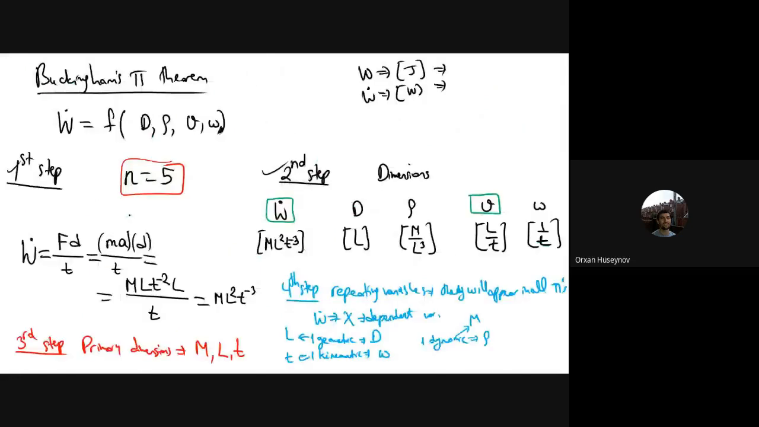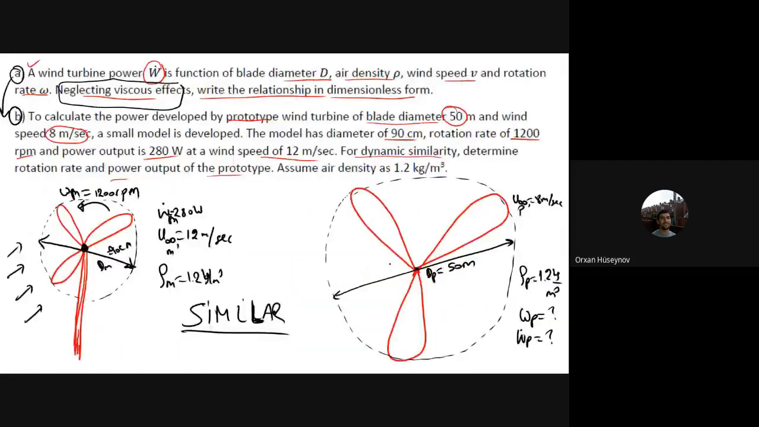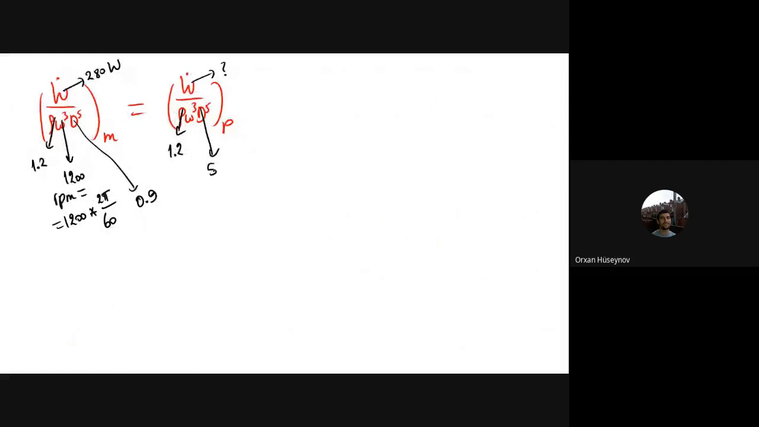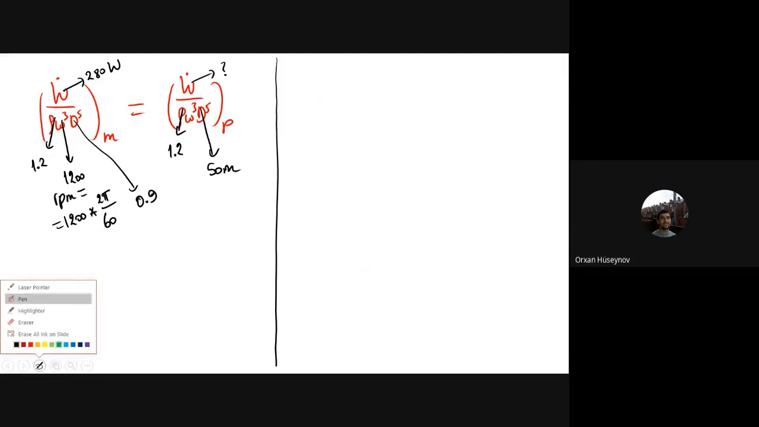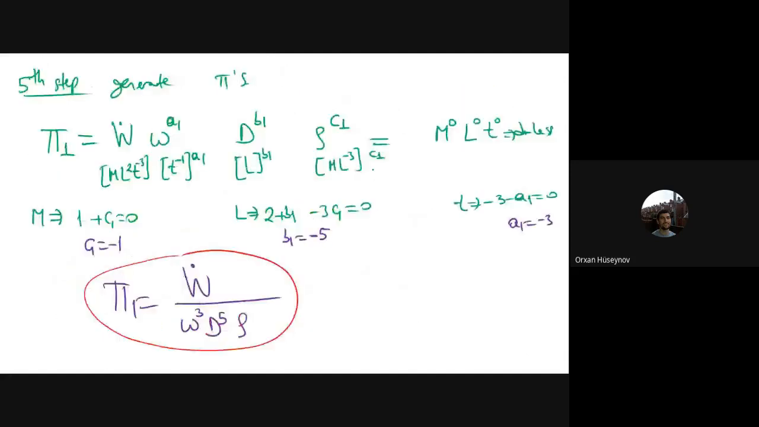Diameter for the model is 90 centimeters, it's 0.9, and diameter for the prototype, if you remember, was 50 meters. There are two unknowns actually, omega and the v dot. This is the first equation that doesn't help us. The second equation should be that the pi terms should match: the velocity divided by omega d for the model should be the same as the velocity by omega d for the prototype.